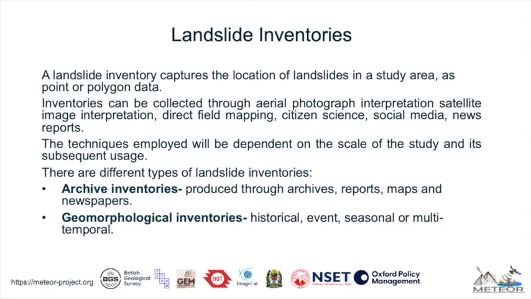Some authors differentiate the style of inventory based on how the events have been mapped. An archive inventory, as you would expect, is produced through searches of archives, such as reports, newspapers, and journals. Geomorphological inventories have been created using direct mapping techniques and capture events either historically, so all landslides regardless of age, or they can capture events associated with a monsoon or a single trigger event like an earthquake.